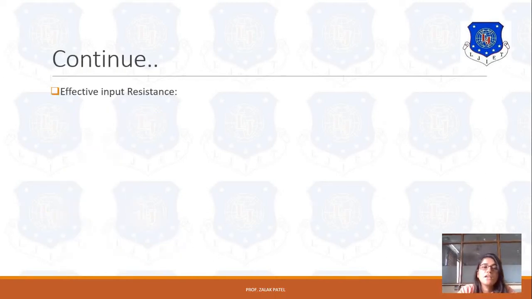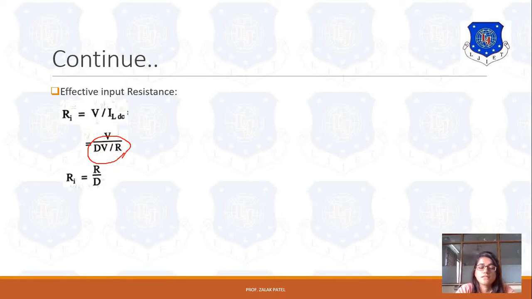Now effective input resistance. The effective input resistance is the output voltage upon the load DC current that is flowing through the device. So V upon IL DC is called the effective input resistance. Now this ILDC is nothing but DV upon R, so we put the value of ILDC over here. This V and V will be cancelled out, so the remaining term is R upon D. The effective input resistance is the resistance divided by the duty cycle. That's why Ri is equal to R upon D.